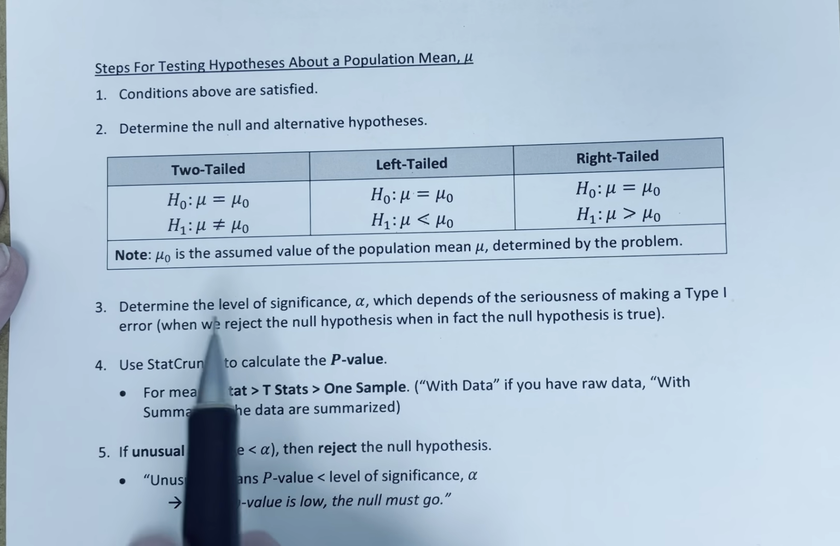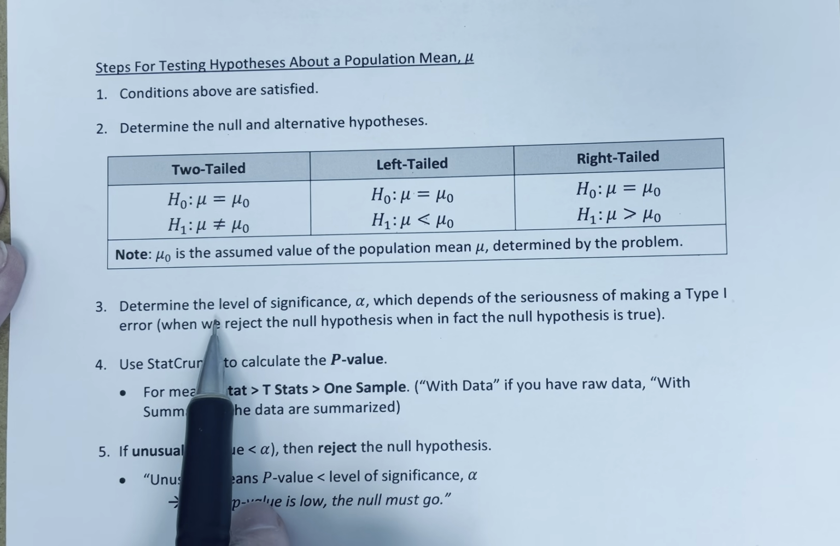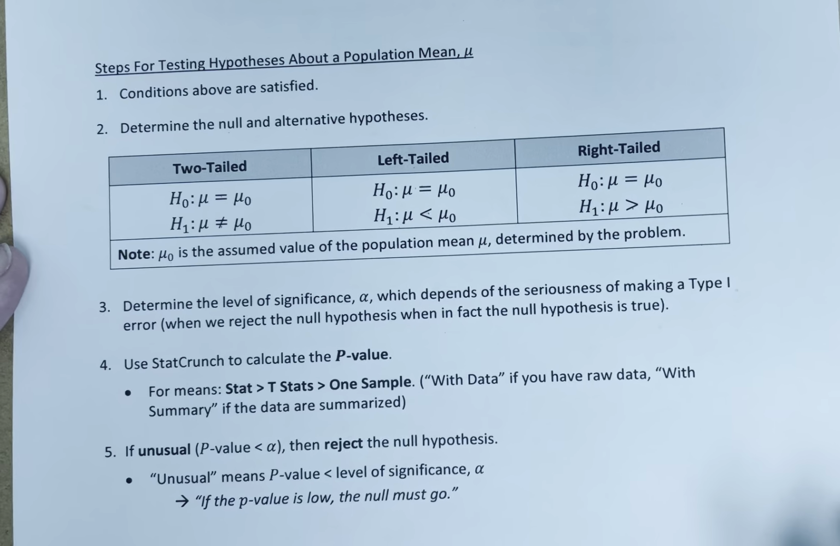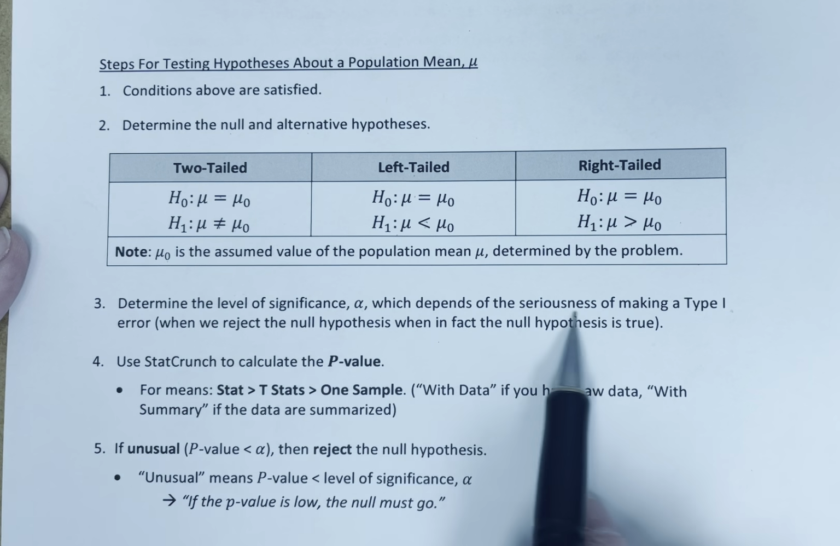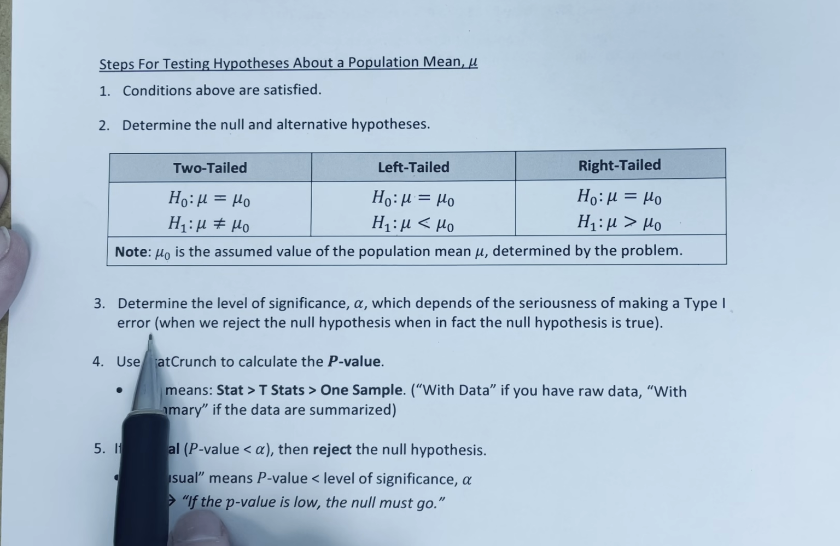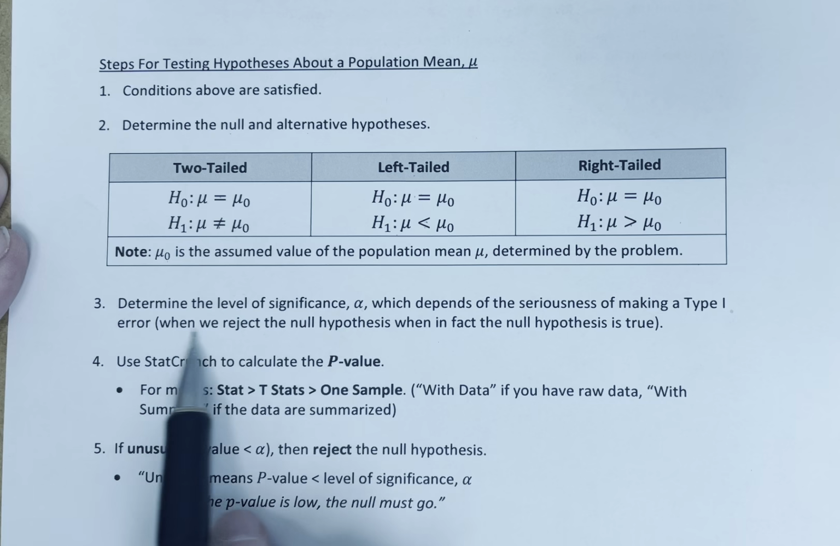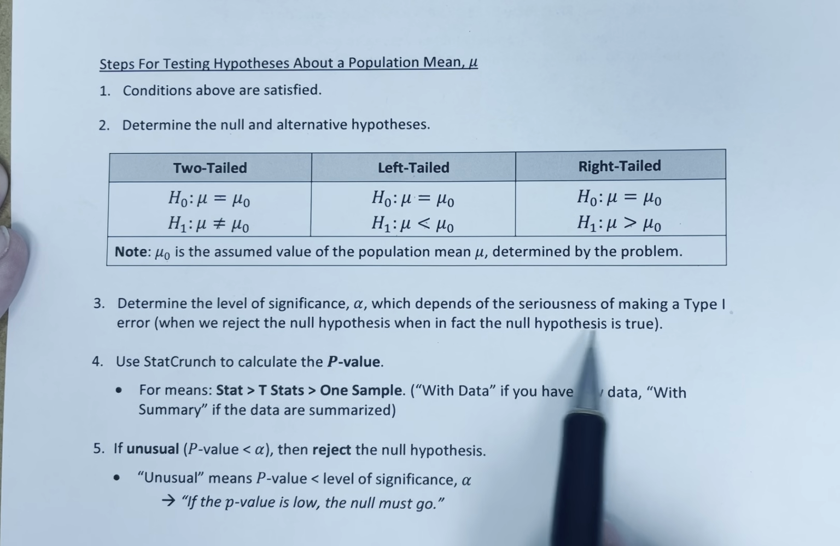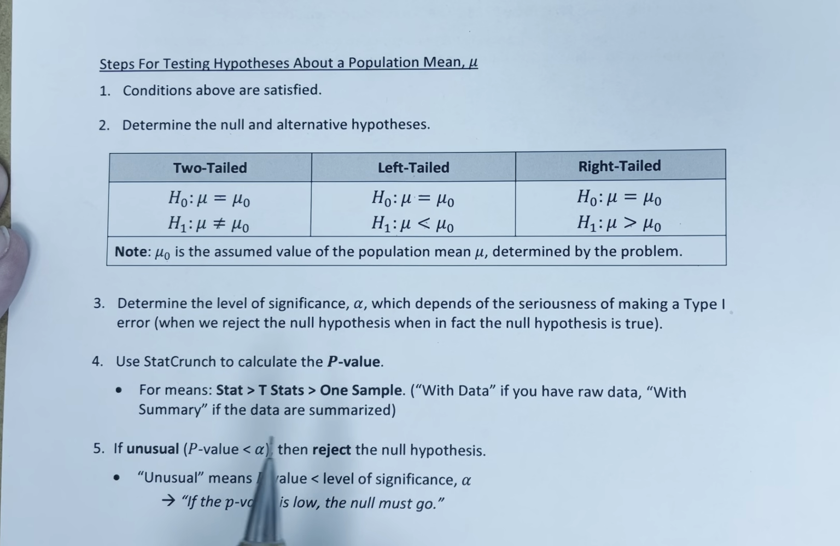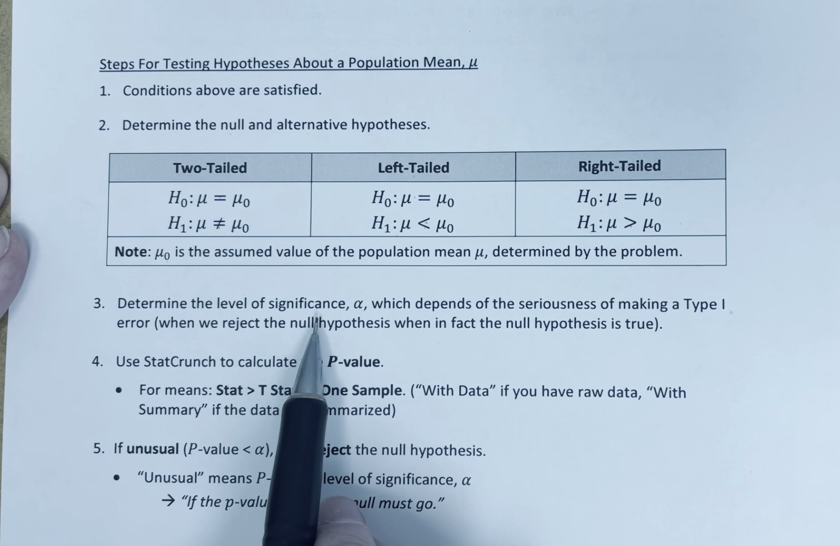Okay, as we did before, determine the level of significance, alpha, which depends on the seriousness of making a type 1 error. As a reminder, a type 1 error is when we reject the null hypothesis, when in fact the null hypothesis is true. You'll be given the level of significance in the problem.